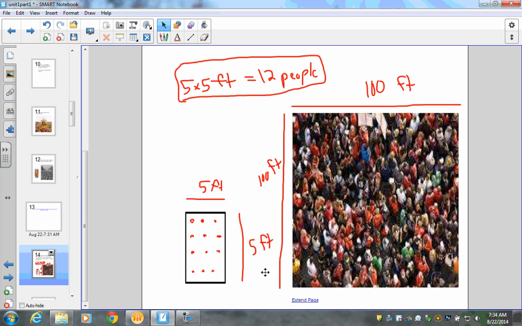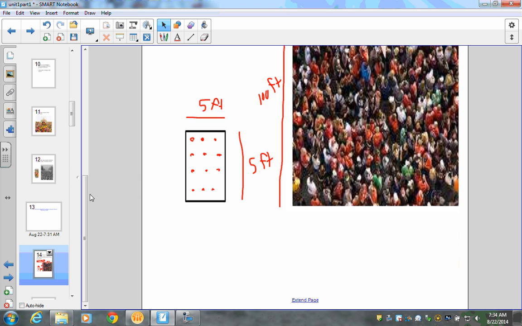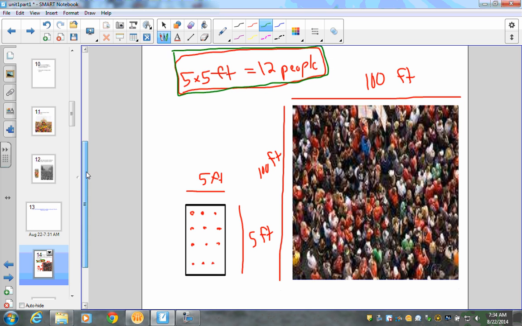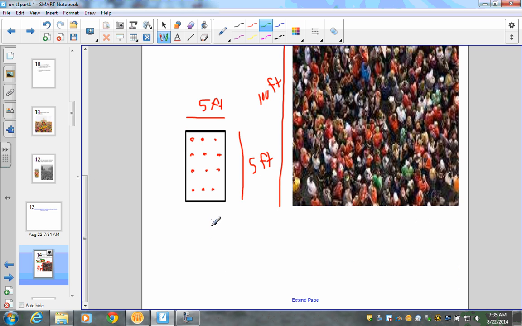So here's what I'm going to do. I'm going to create what is called a proportion, and I'm going to take this information that I am outlining in green. I'm going to say 12 people were able to fit into a 25 square foot space. Now, how did you get square feet? I just found the area of this times this: 5 times 5 is 25. The next thing I'm going to do is figure out how many people can fit in this 100 by 100 foot space.